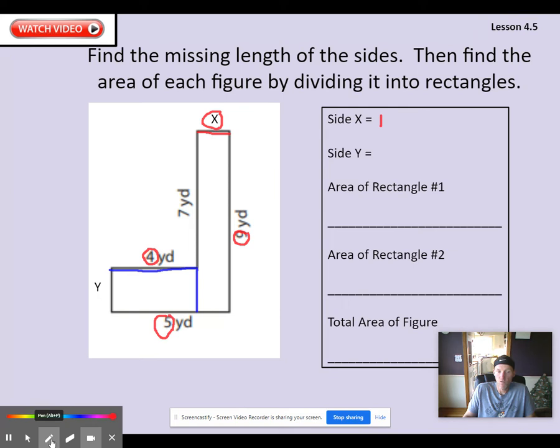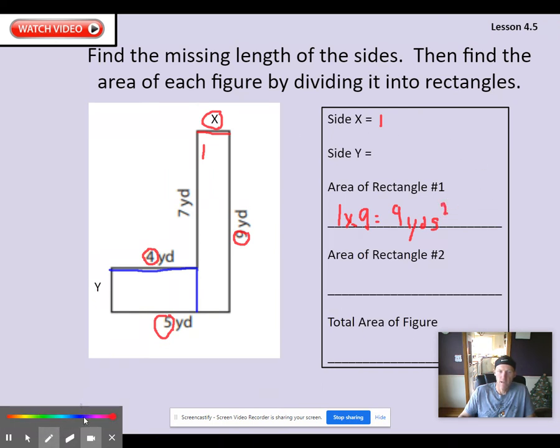All right, and then once we have that, we can do our base times our height, 1 times 9. So I'll call this rectangle 1. 1 times 9 equals 9. So we know that that long skinny one is 9, and I'm going to put in yds. That's yards squared for that one.